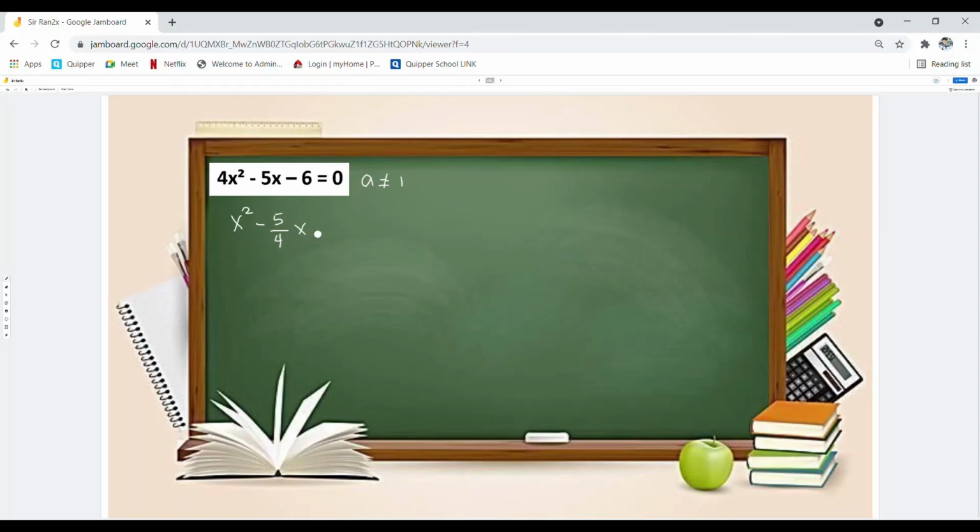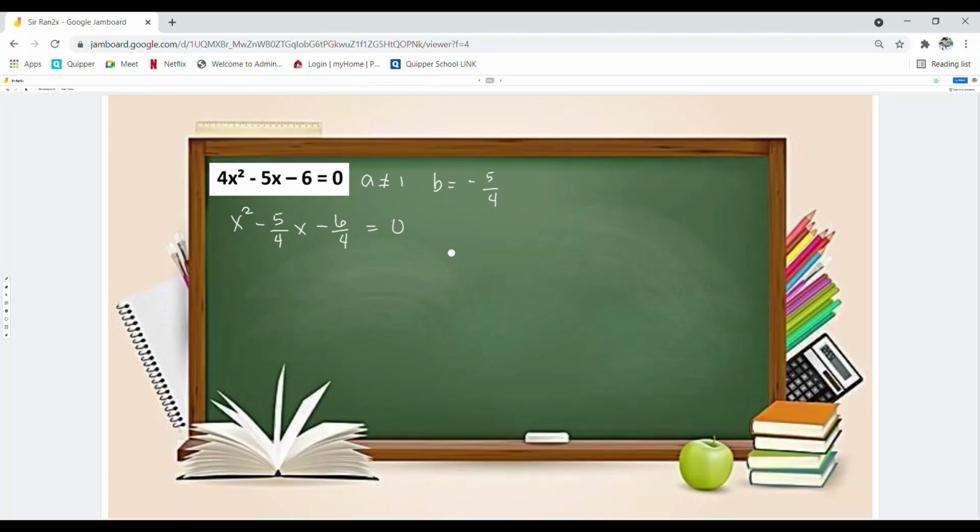I hope you were able to follow. And then minus 6 over 4, then that's equal to 0. Now the goal is we can rewrite it into an equation in which a should be 1, so that it will become easier for us to do the completing of the squares. Take note, in this one, your b is equal to negative 5 over 4.